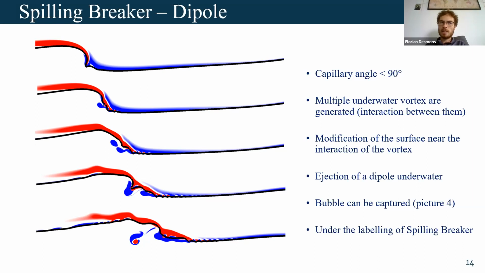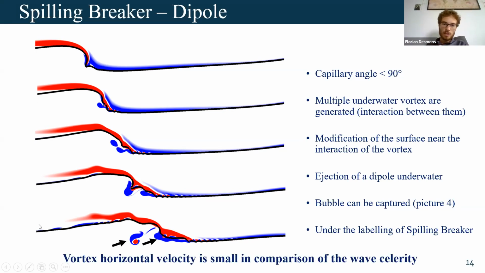And again, even though this last spilling breaker with a single vortex has a different behavior, they were put under the same labeling, which is a spilling breaker. So they're totally different. They're not exactly the same behavior. And again, there is something really important: the horizontal velocity of the vortex generated here is small in comparison to the wave celerity. So again, the vortex will stay in their creation area.